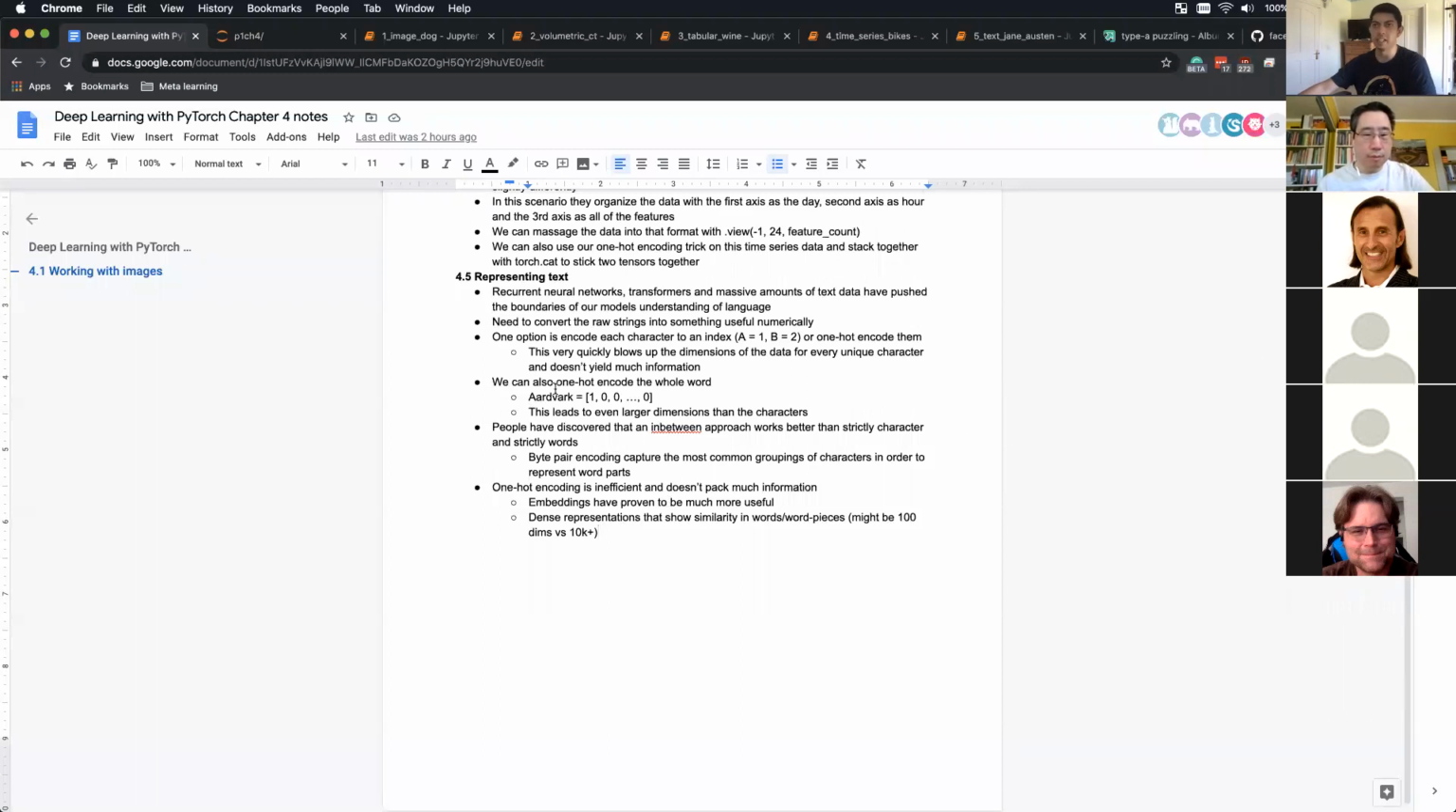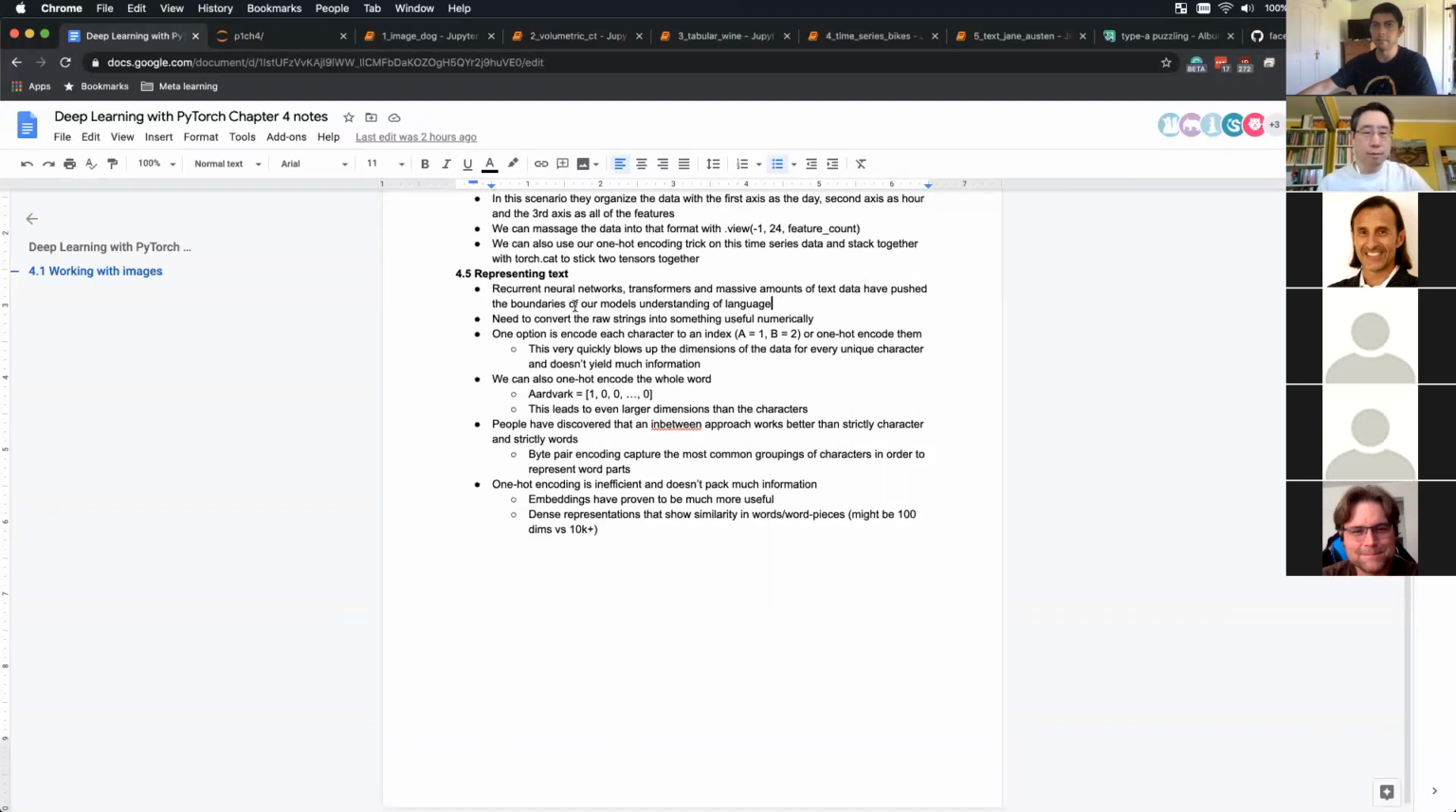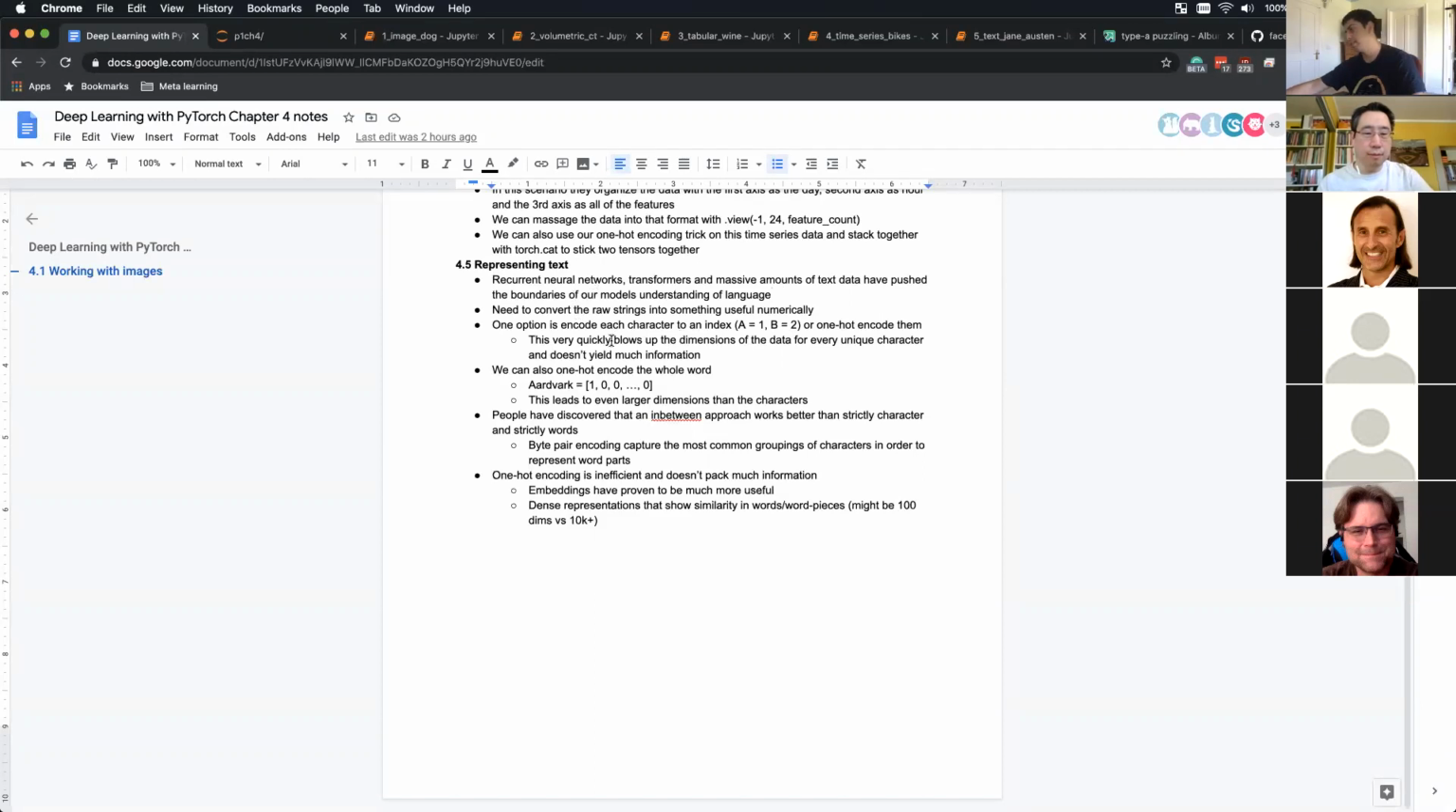Time to move on to text, unless there's any additional questions. So representing text, this is another area that's pretty hot, similar to images. People have had good success with RNNs and transformers, and we have access to all of this text data on the web now. So people have built these really massive models that can do all of these interesting things, like GPT-3. I think we looked at that probably first or second week, something like that.